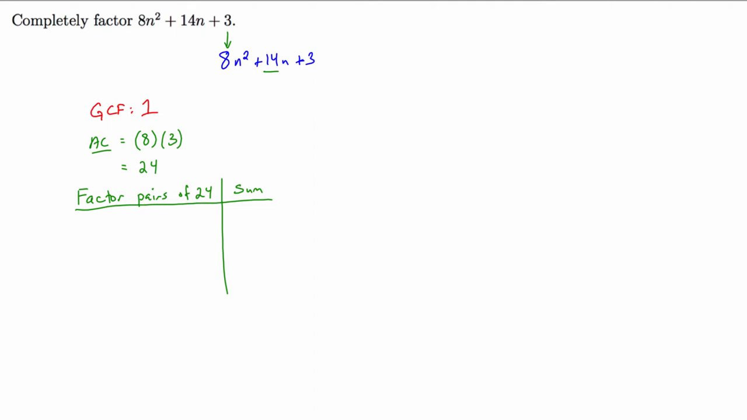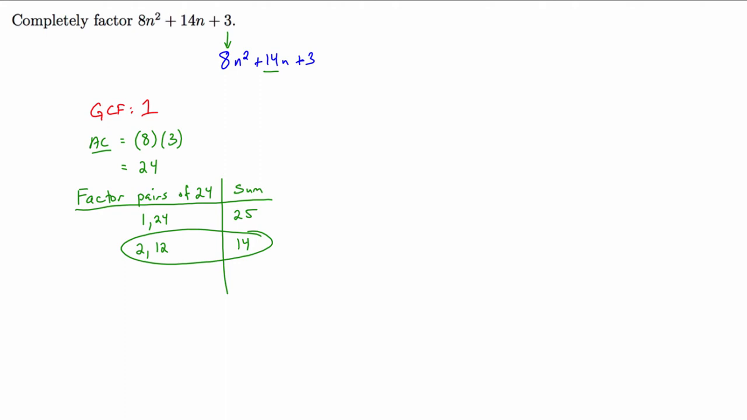So things that multiply to make 24, 1 and 24. 1 plus 24 is 25. So while we have two numbers that multiply to make 24, they don't add to make 14. The next factor pair I would come up with is 2 and 12. 2 times 12 is 24, and 2 plus 12 is 14. And so right there we have the factor pair that we're looking for.